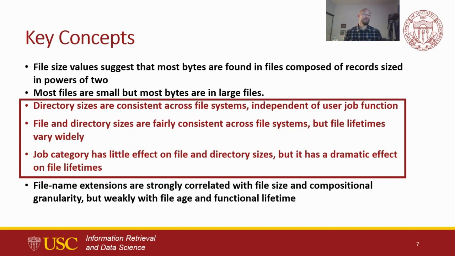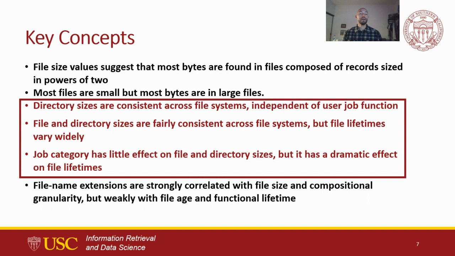Key concepts. File size values suggest that most bytes are found in files composed of record size in powers of 2. Again, most files are small, but most bytes are in large files. These next 3 points are sort of interrelational, but mostly speaking to job function being independent of directory sizes and also lifetimes varying between files and also directory sizes. Lastly, job category has little effect on file and directory sizes, but it has a dramatic effect on file lifetimes.